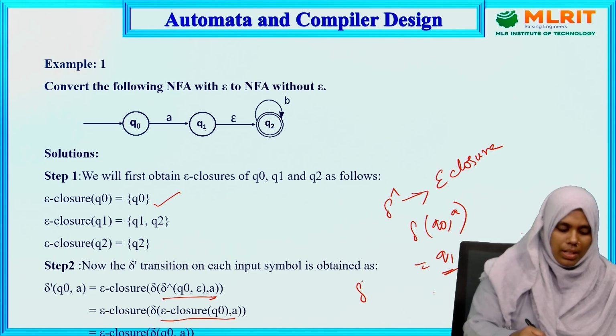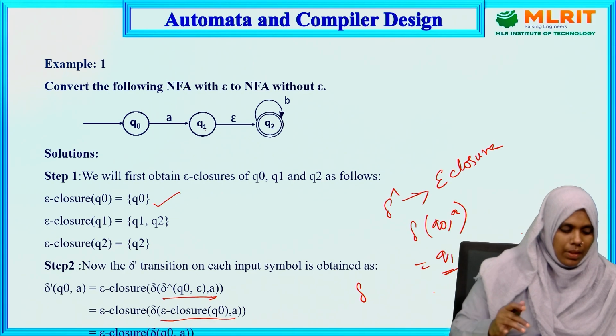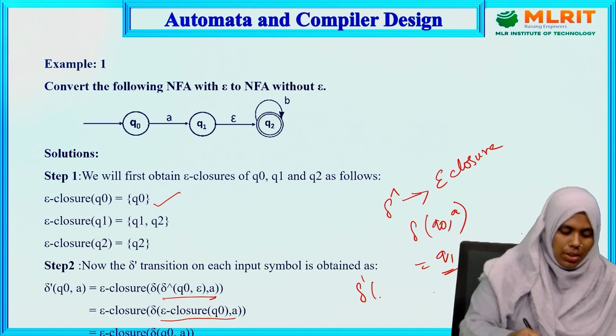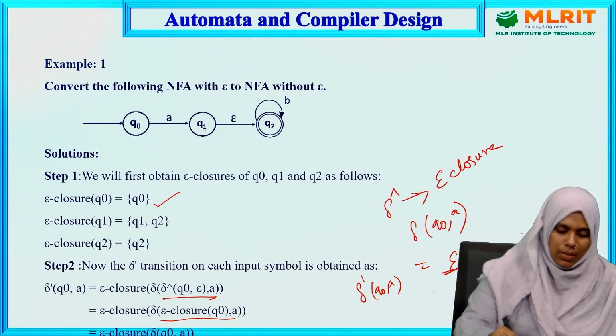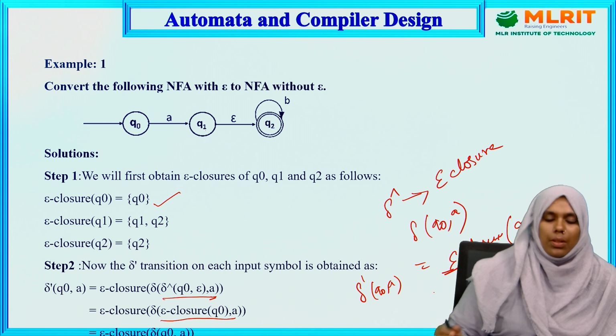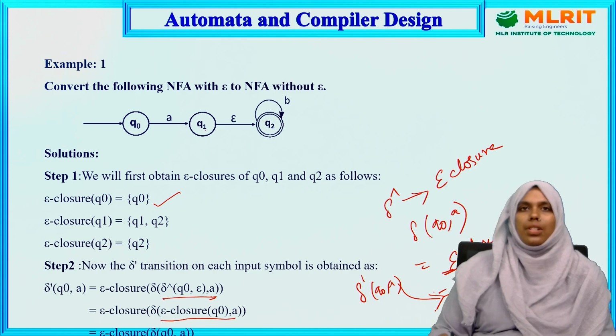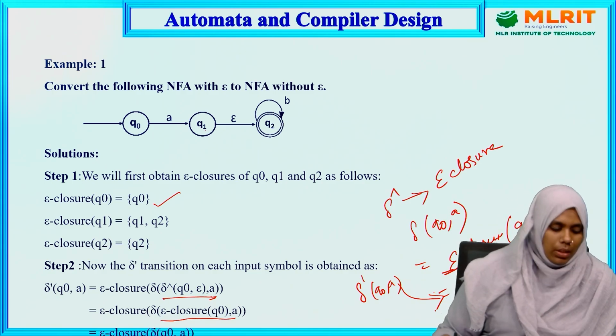So for transition Q0 comma A, we got the answer as epsilon closure of Q1. Now what is the epsilon closure of Q1? Epsilon closure of Q1 is nothing but Q1, Q2. So the answer for transition dash Q0 comma A is Q1, Q2.